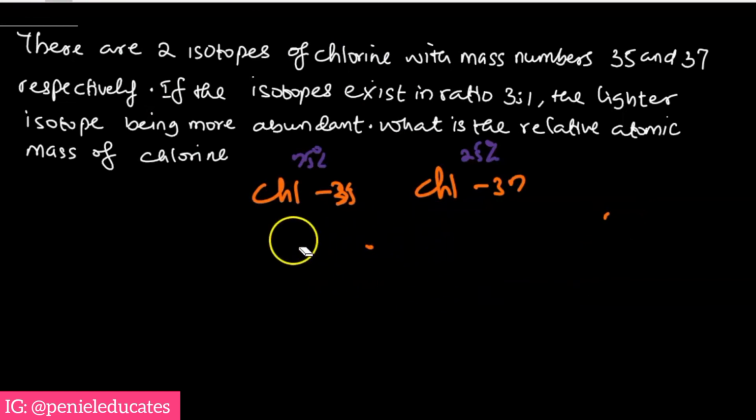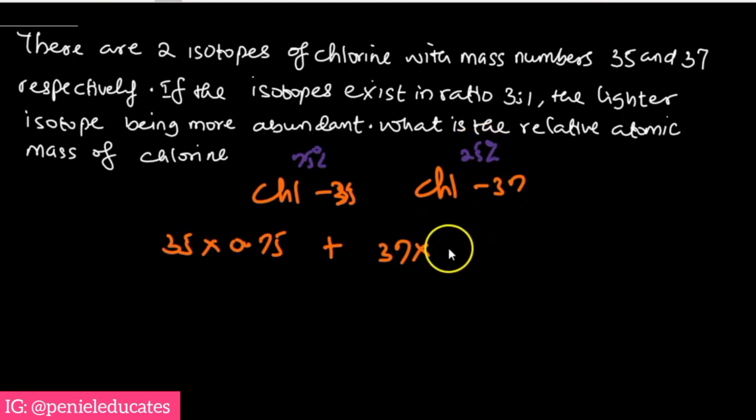So now that you know the abundance, we just find our relative atomic mass. We take the mass 35 multiplied by this particular abundance, 0.75, then plus 25%, that's the mass 37 multiplied by 0.25, which is the abundance. Once you do this calculation, it's going to give you 35.5. So that is the relative atomic mass of chlorine.